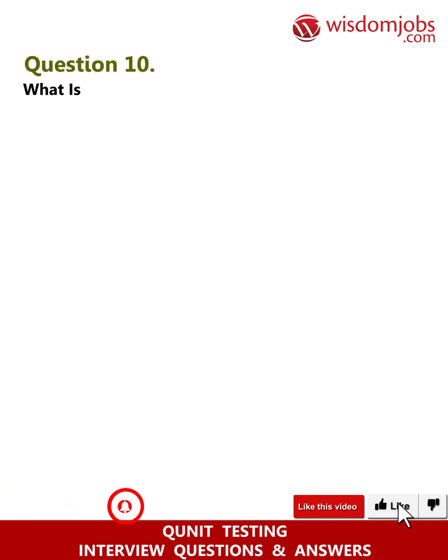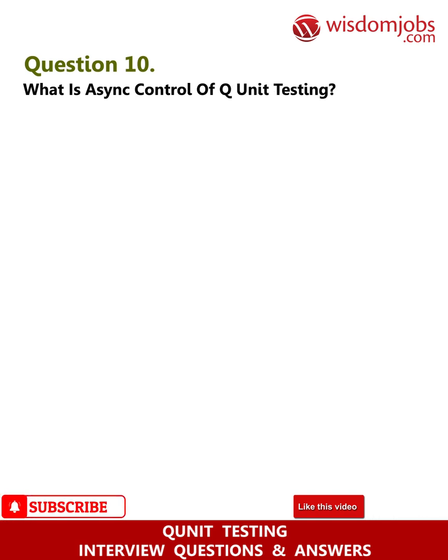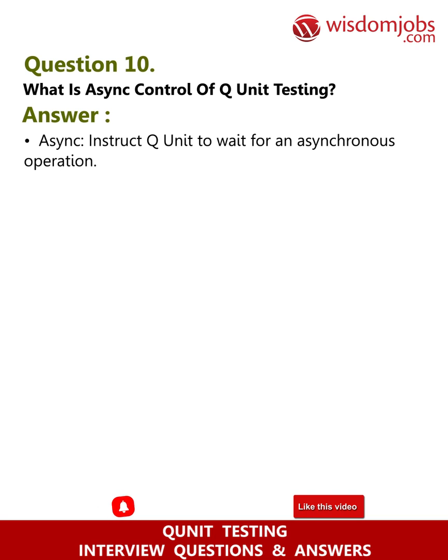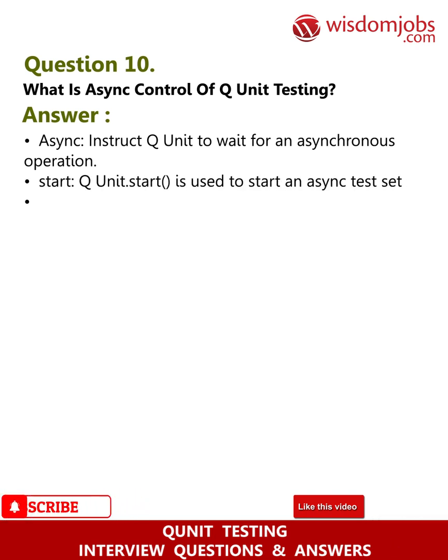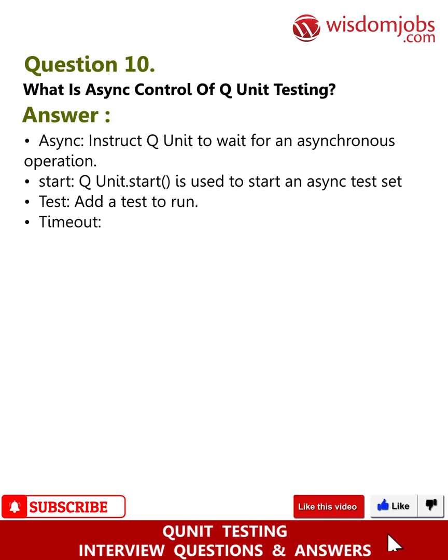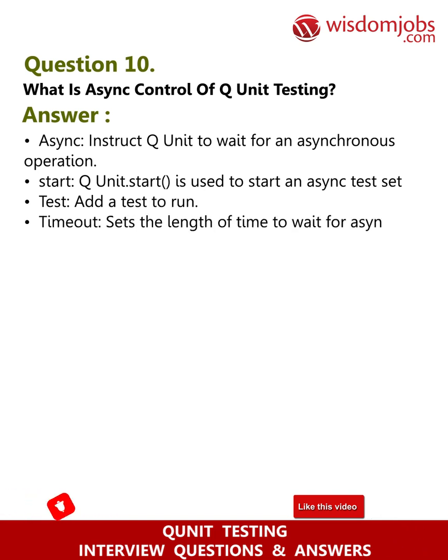Question 10. What is async control of QUnit testing? Answer. Async. Instruct QUnit to wait for an asynchronous operation. Start. QUnit.start is used to start an async test set. Test. Add a test to run. Timeout sets the length of time to wait for async operations before failing the test.